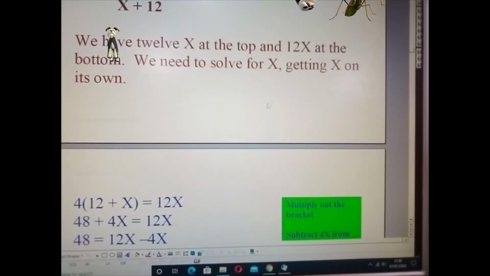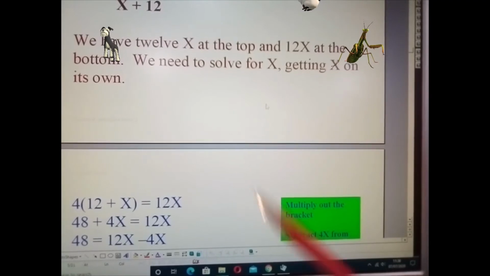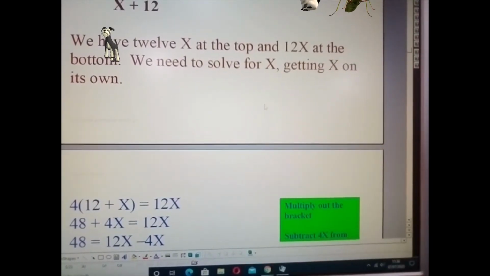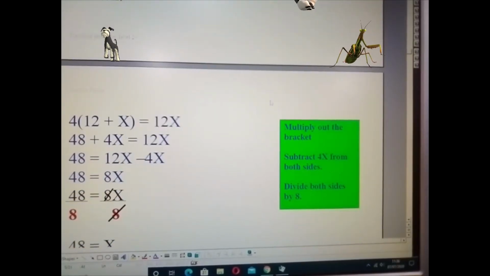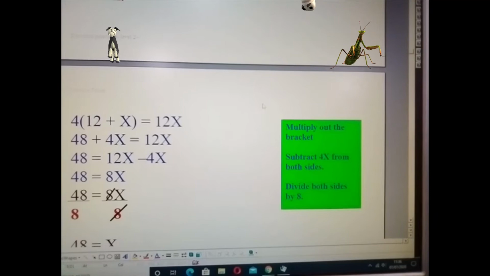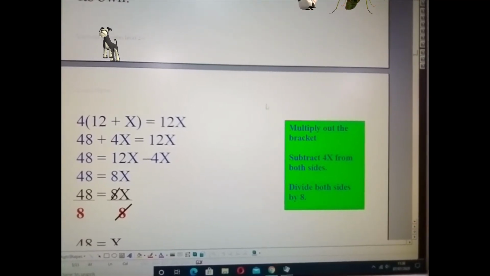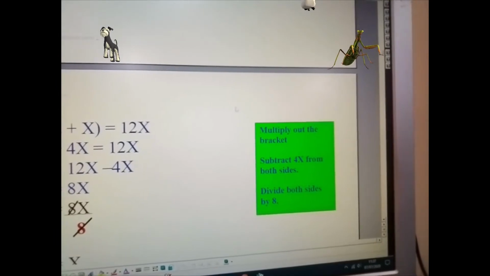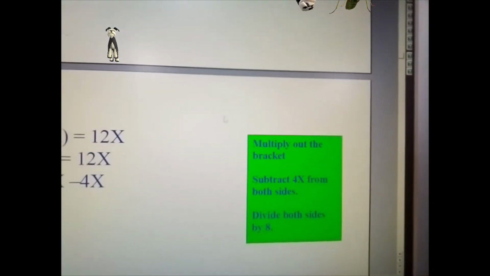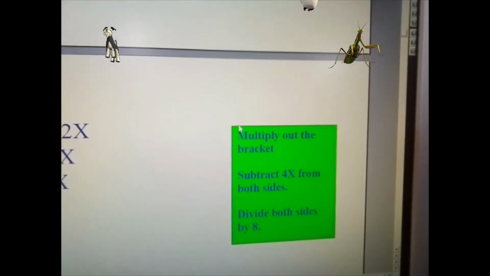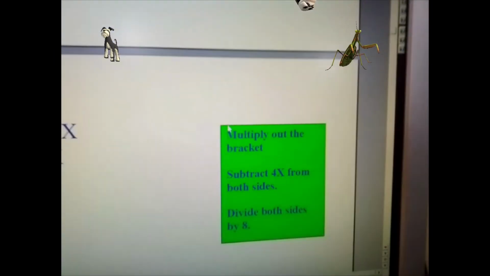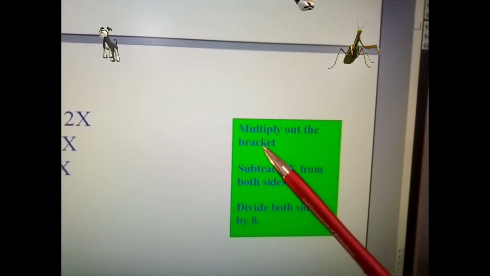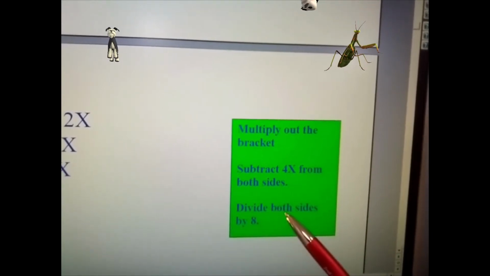Okay? Right, so again, we're now here. So we have 12x at the top and 12x at the bottom. We need to solve for x, getting x on its own. So what we've had to do is create a kind of simultaneous equation. So here we now multiply out the bracket, subtract 4x from both sides, divide both sides by 8.